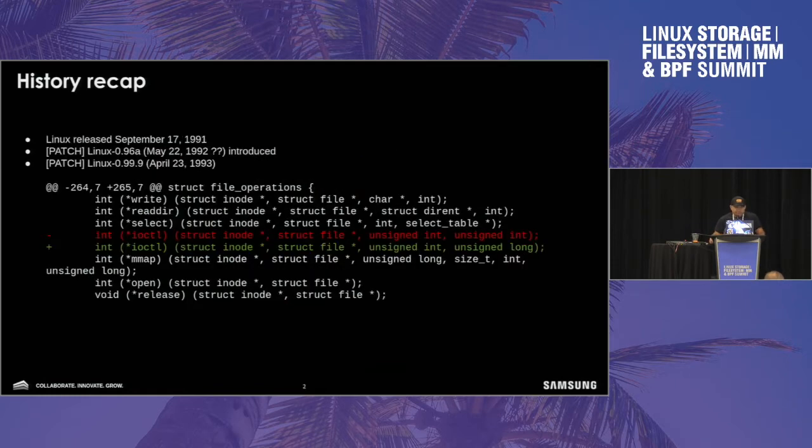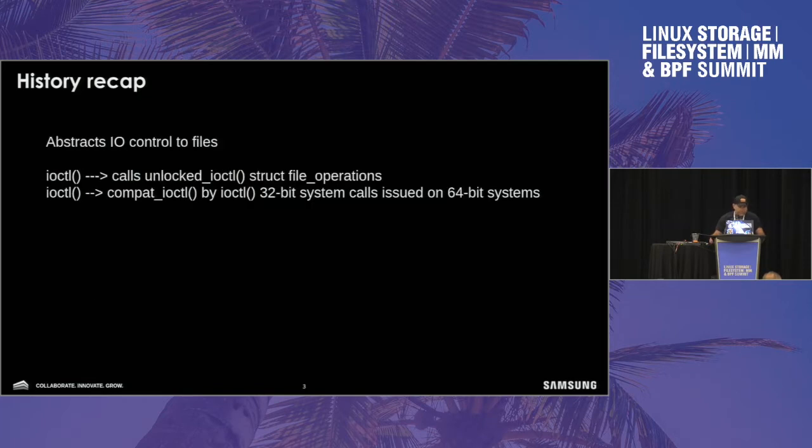In Linux, when it was first released, it didn't really have IO controls either. They were introduced about a year after the first release. Then in '93, we have one small patch to modify IO controls as well. As a generic overview, the compat stuff, in case that's confusing, addresses 32-bit system calls issued on 64-bit systems.